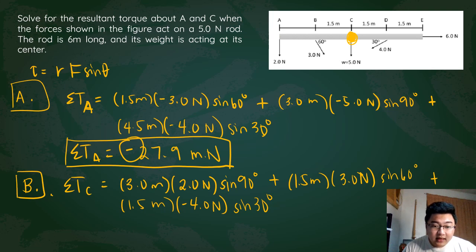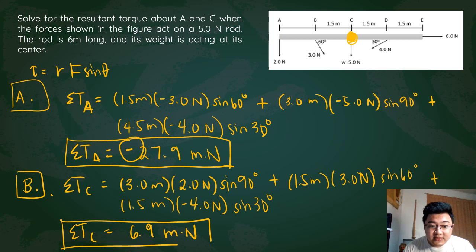Now, you can input that in your calculators. So that's 3 times 2 times sine 90 plus 1.5 times 1.5 meters times 3 newtons times sine 60 plus 1.5 times negative 4 times sine 30. So that will give us a value of the total torque, which is 6.9 meter newton.